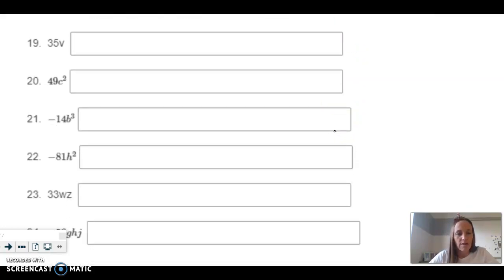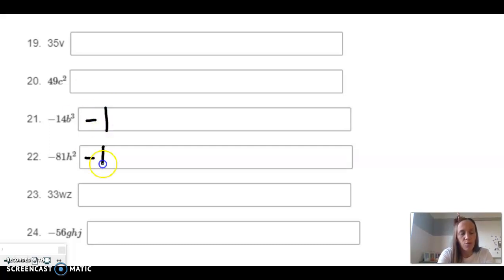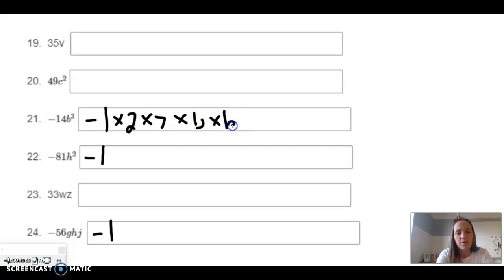First of all, anything that has a negative, so number 21, 22, 24, the very first thing that needs to happen is that you factor out -1. Okay, and then from there, you can continue with the rest of the factoring. So if I continue 21, the next thing would be times 2 times 7 times B times B times B.